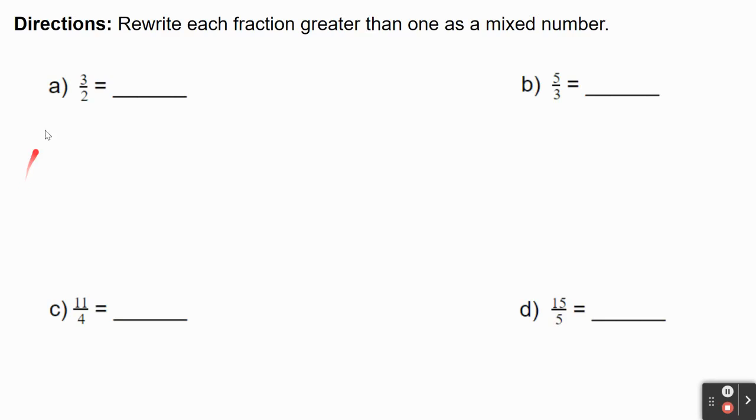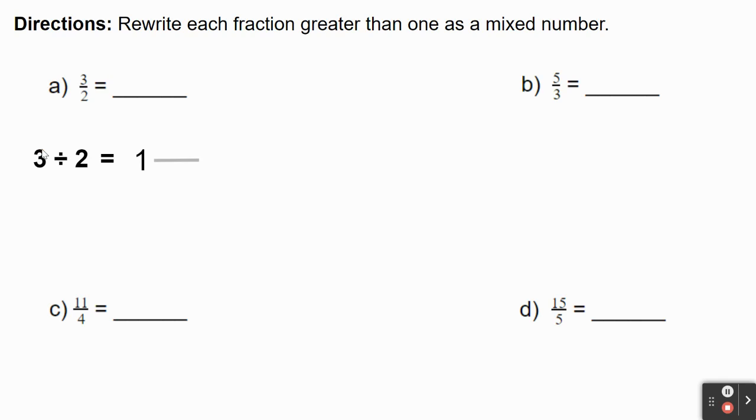First, we have 3 halves. Well, we just learned that 3 halves can be rewritten as 3 divided by 2. We're going to solve 3 divided by 2 and write our answer, or quotient, as a mixed number. So let's ask ourselves, what can we multiply by 2 to get closest to 3 without going over? Well, 2 times 1 gets us closest to 3 because 2 times 1 is 2.